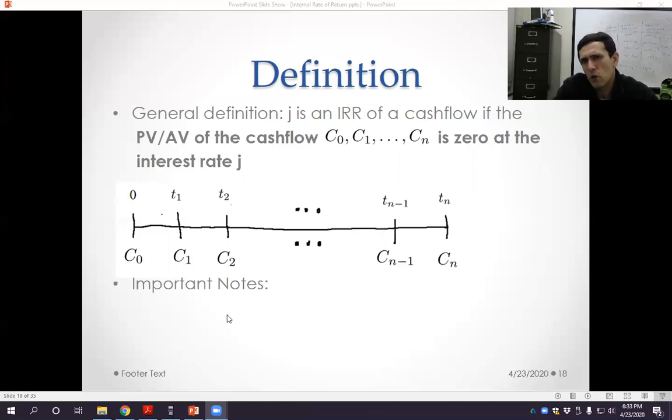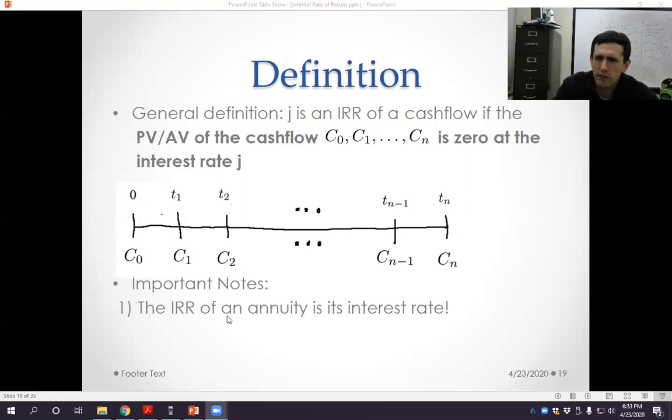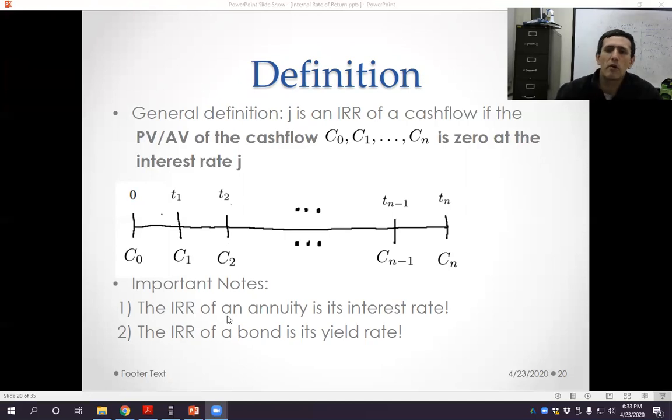All right. So some important notes. Basically, we went over this already. The internal rate of return of an annuity is nothing more than its interest rate. Okay. Well, a bond is an annuity. And how do we price a bond? Well, we price it as an annuity using the yield rate as the annuity's interest rate. So because the yield rate is the bond's interest rate as an annuity, and because an IRR is the annuity's interest rate, the yield rate is literally the bond's internal rate of return.